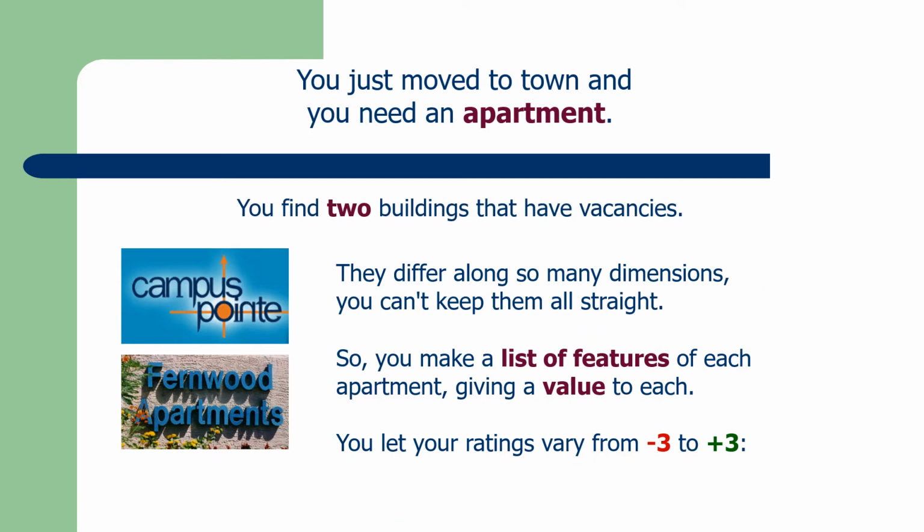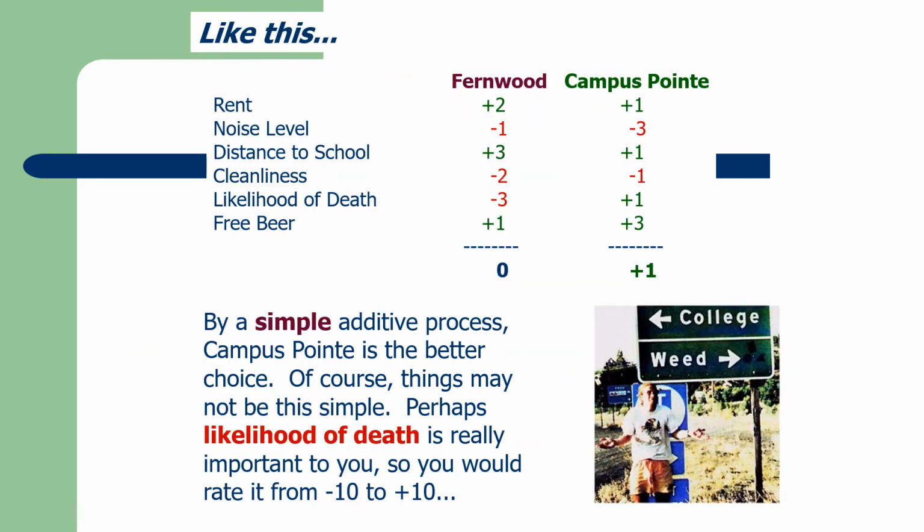So an example would be if you were trying to buy a car, or in this case, you're trying to decide which apartment to move into. And so there are two different building choices. Maybe you've gotten it down to the two. You list features that are really important, and you say that you're going to vary them on a scale of 3 plus or minus. So let's say the things that are important to you is how much the rent is, the noise level, distance from school, how clean the apartments are, if it is in a rough part of town, likelihood of death, or if there's a lot of free beer available.